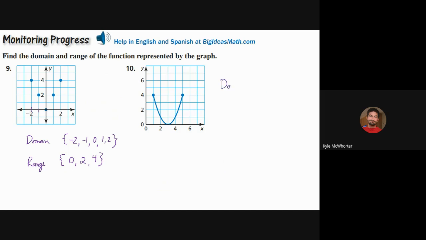Then for number 10, your domain is going to be from here to there, left to right, right? Everything from 1 to 5. So the domain is 1 less than or equal to x less than or equal to 5. Our range, the lowest y value is right here at 0. The highest y value we have is 4. And it can take any y value between there, right? Anywhere you look here, boom, you got a point that's going to have that y value. So that's your range and domain for number 10.